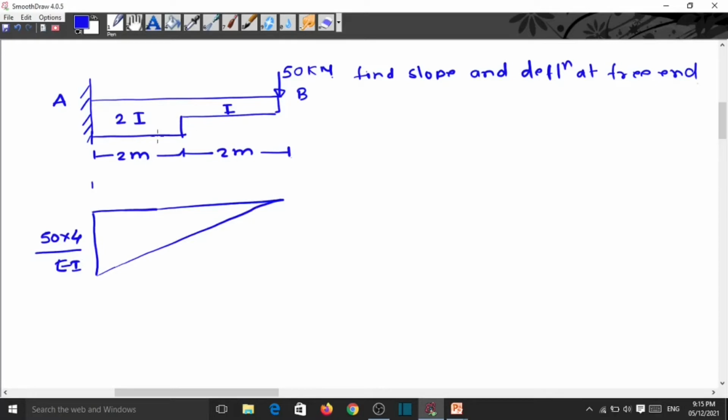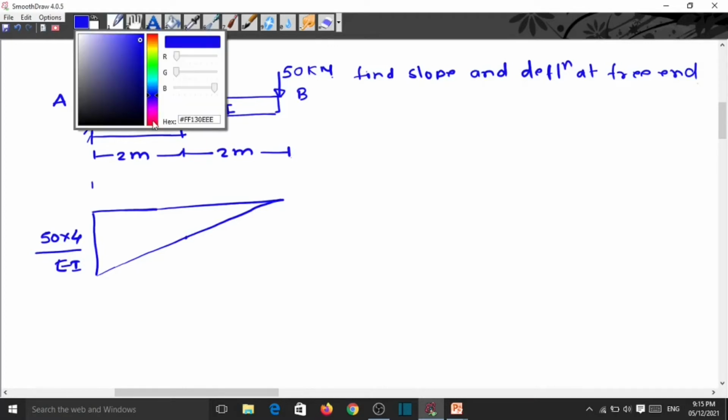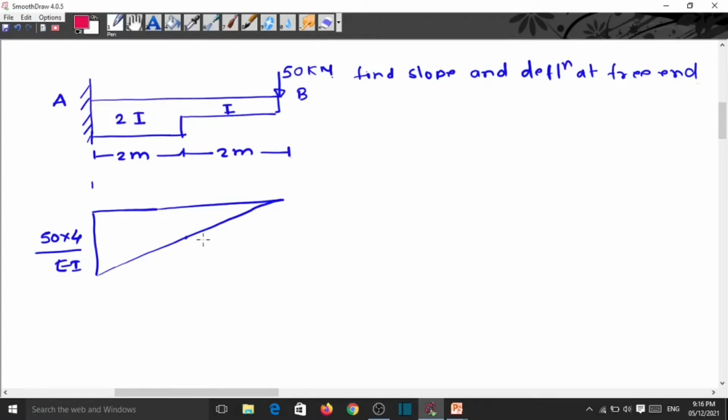Now we take the effect of this change of I here. At this location, we know the bending moment is 50 into 2. So we can say that here is 50 into 2 divided by I. So here divided by this EI.